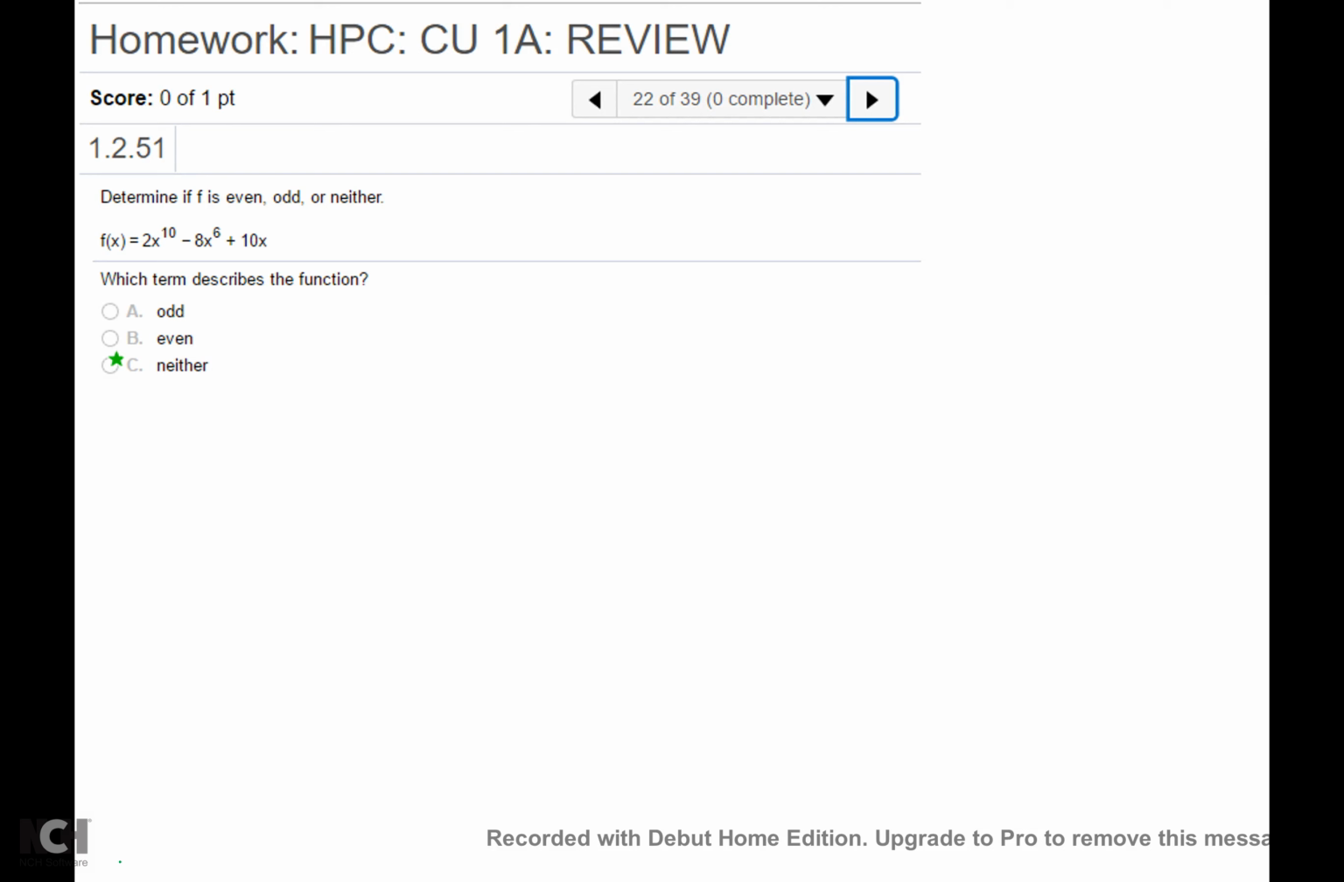Sorry. Alright, on this one, guys, you can type it in the graphing calculator, or you can just look at the degrees. This is even. This is even. This is odd. You have some of each. It's neither. If they're all even, it's even. If they're all odd, it's odd. If there's some of each, it's neither. Okay, in most cases.